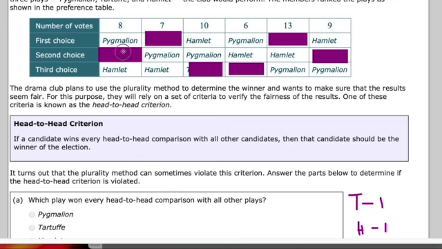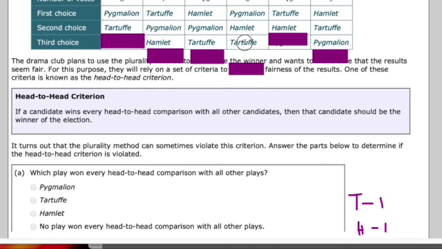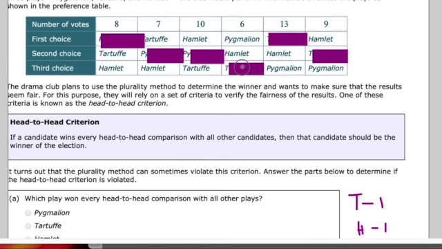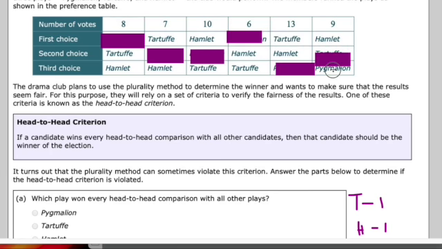All right, then we want to compare Tartuffe and Hamlet. So we're covering up Pygmalion. At least I hope we are. It looks like I'm moving the problem around. There we go. All right, so let's compare Tartuffe versus Hamlet. And you just calculate the votes.